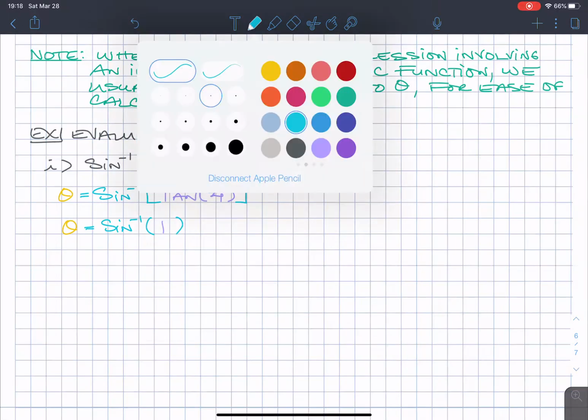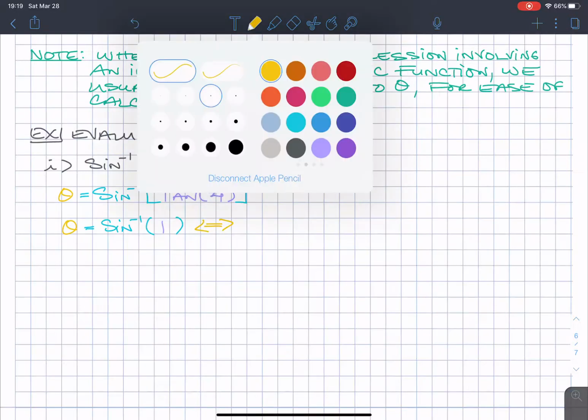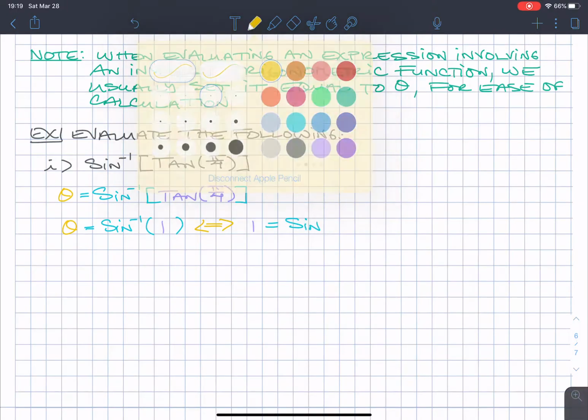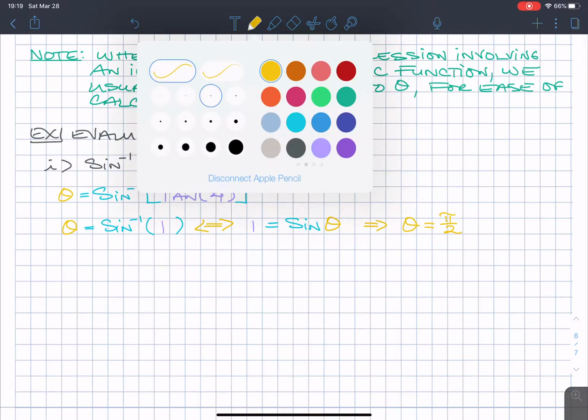So now when I rewrite, you'll notice what happens. If I use theta, I get that 1 is equal to regular sine of theta, and this makes a lot more sense than using y. So now I can ask myself, at what angle theta is sine equal to 1? Well, I know that sine is invertible between negative pi over 2 and pi over 2 inclusive, so this is at 90 degrees. So that's the answer. Okay, so let's do another one.